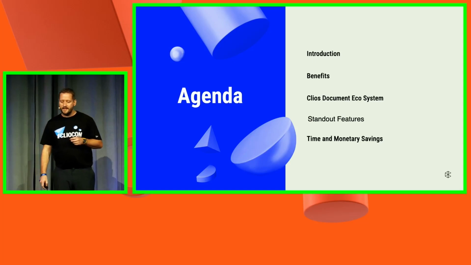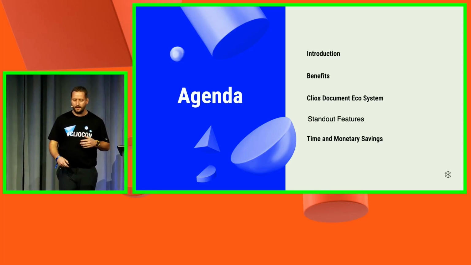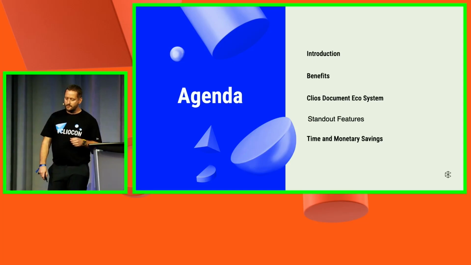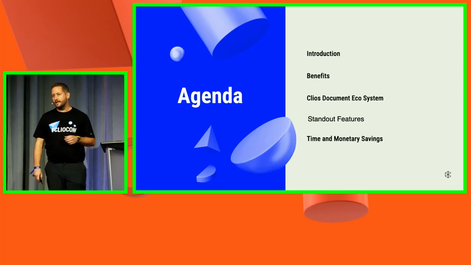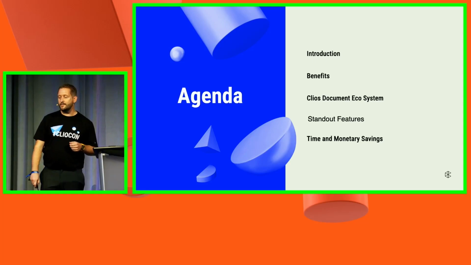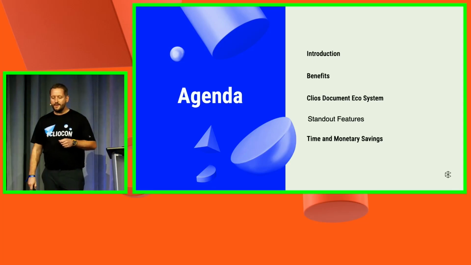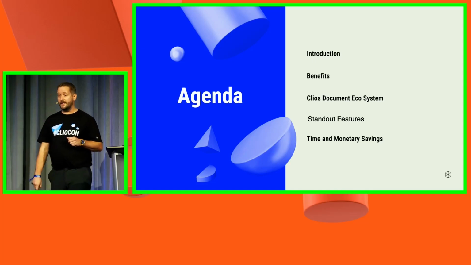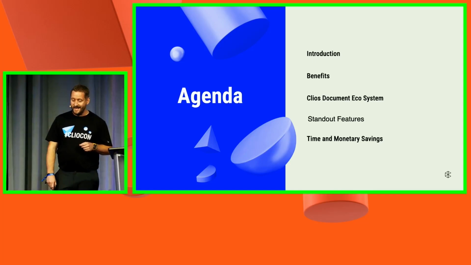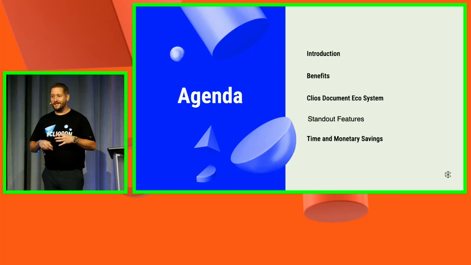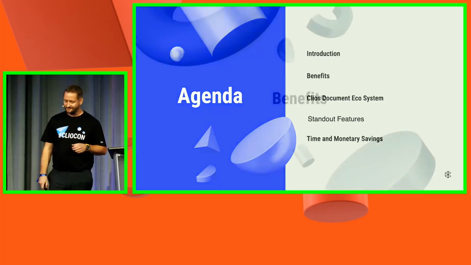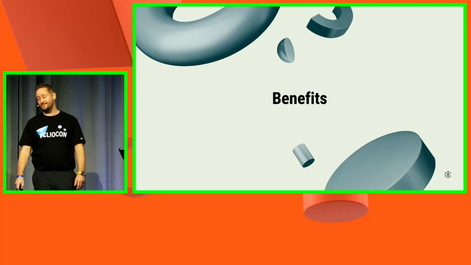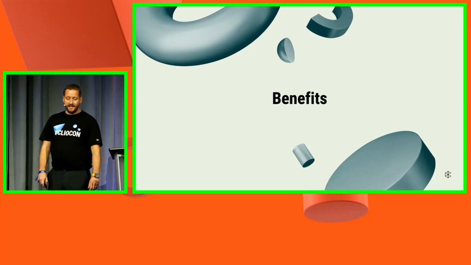So, in today's session, we're going to be looking at this agenda. We'll start by looking at some of the benefits that Clio brings. Then we will have a high-level overview of the Clio Documents ecosystem. Then we'll also be looking at some standout features as well, so stay tuned for that. I know you're going to certainly love that as well. And last but not least, which I think everybody in the room wants to do, is to save some time and money. But who doesn't want to save some time and money, right? So let's take a closer look at just some of the benefits.